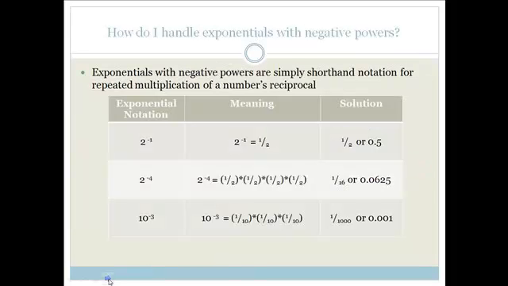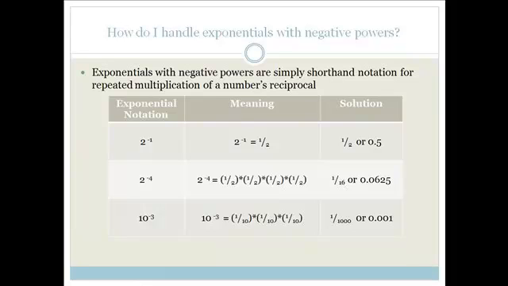So how do you handle exponentials when you're given a negative power? Remember, the power is a little superscript number that tells you the number of times that you're supposed to multiply the base together. How do I multiply 2 together -1 times? That doesn't make sense. How do I take 2 and multiply together -4 times? That doesn't make sense either. So let me explain to you what negative powers mean, or integer powers mean.